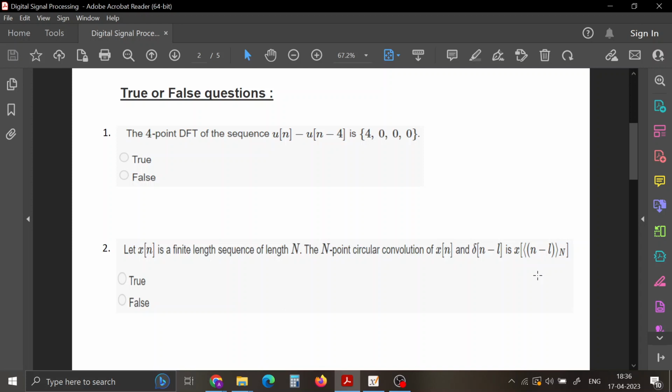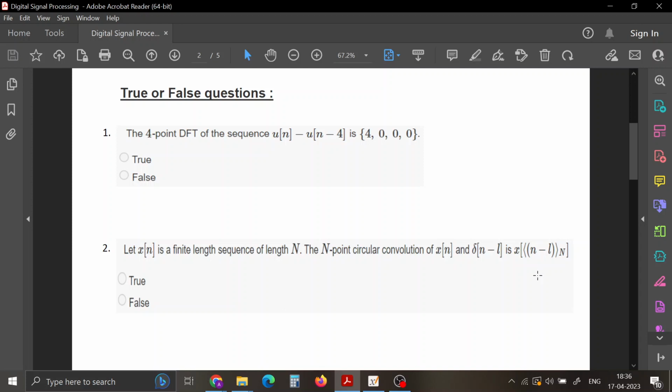What do you know about circular convolution? In the starting of today's session, while giving you a recap of the contents, I mentioned that circular convolution is the same as linear convolution, but it's a periodic repetition of the linear convolution, and our periodicity is capital N. So when you do linear convolution of these two given sequences, x of n and delta of n minus L, delta of n minus L is the shifted impulse, that's it.